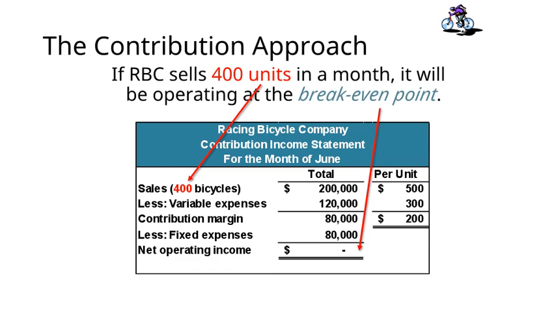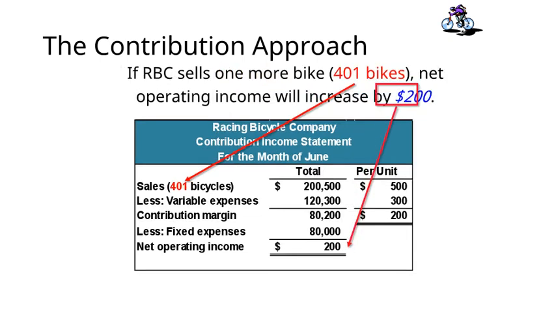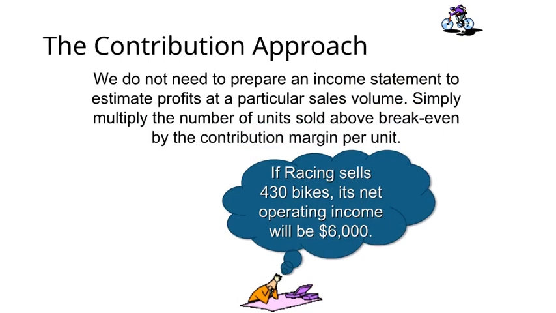Let's see what happens if Racing sells one more bike, or a total of 401 bikes. You can see that the sale of one unit above the break-even point yields net operating income of $200, which is the contribution margin per unit sold. If we develop equations to calculate break-even and net income, we will not have to prepare an income statement to determine what net income will be at any level of sales. For example, we know that if Racing Bicycle sells 430 units, net operating income will be $6,000. The company will sell 30 units above the break-even unit sales, and the contribution margin is $200 per unit, or $6,000.